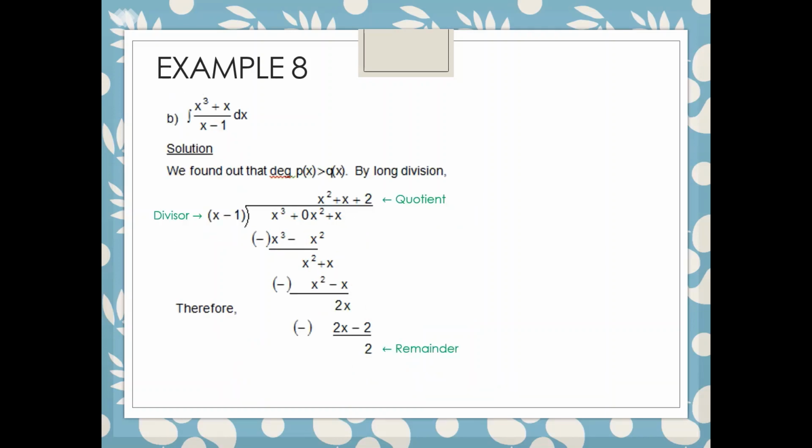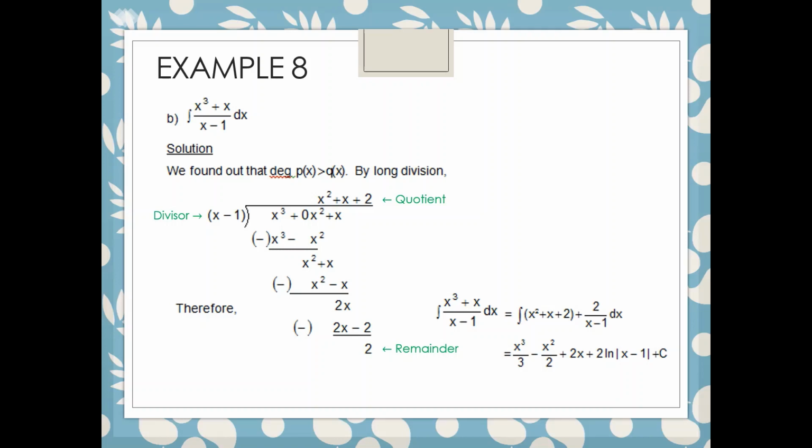Proceed with example 8b. See that the degree of numerator is greater than the degree of denominator. Thus, this integral contains a function of improper fraction. To solve this integral, first you need to change the form to proper fraction by performing the long division, that is, x cubed plus x divided by x minus 1. Refer to the first term. To obtain x cubed from x, you need to multiply x minus 1 with x squared and bring the answer below.